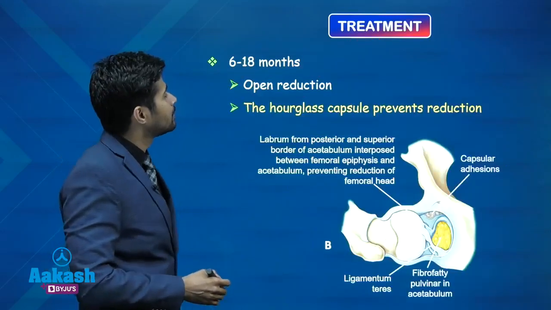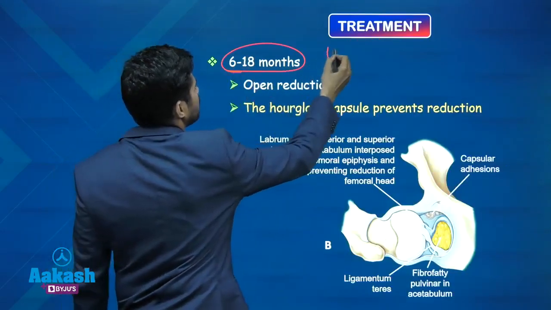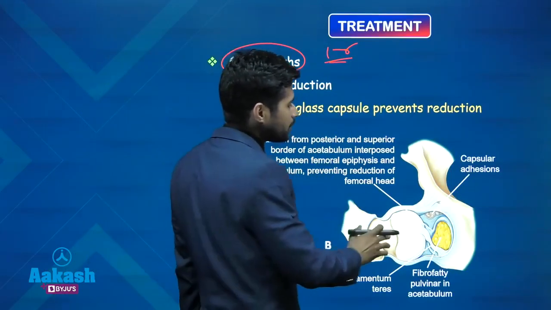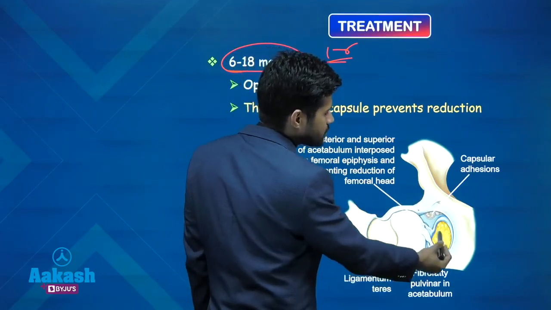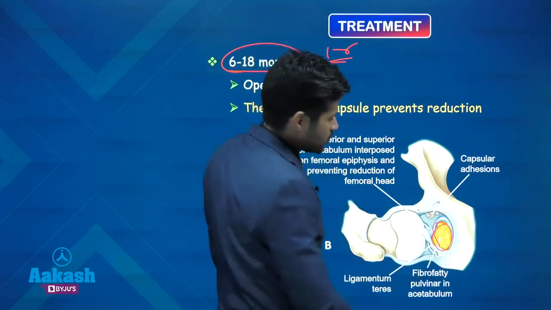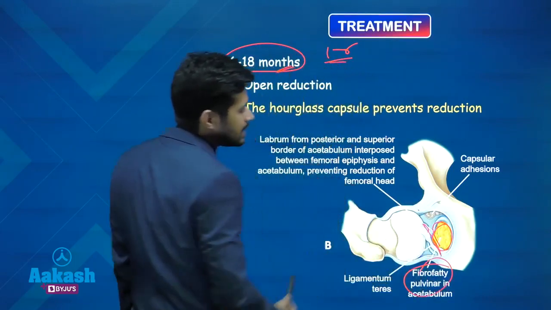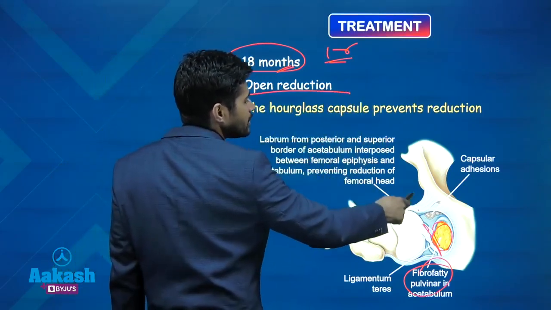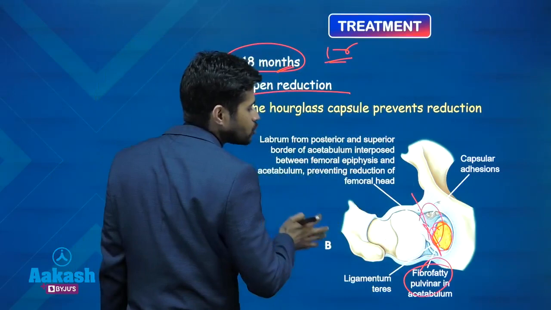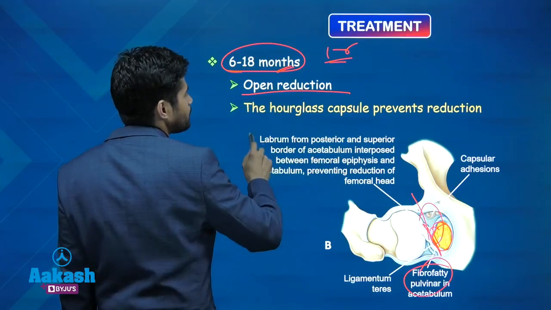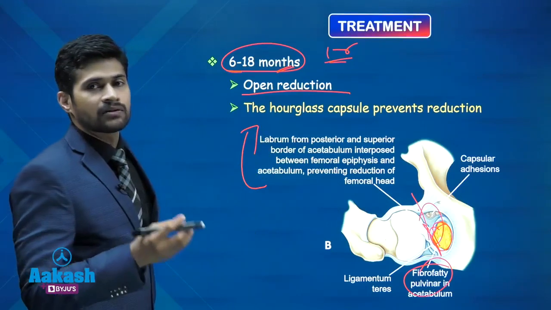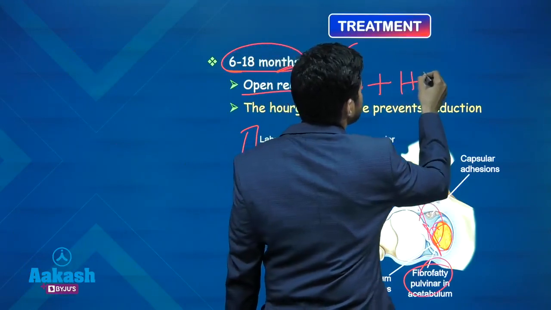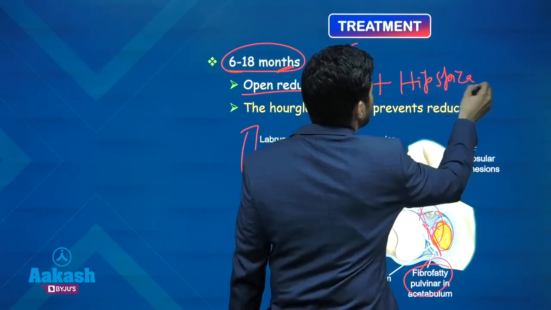Okay. In 6 to 18 months, we have read about 1 to 6 months. In 6 to 18 months, closed reduction is usually not possible because of the thickened labrum and contracted capsule, hourglass contracture, excessive fat or fibrofatty pulvinar, and hypertrophied ligamentum teres. Closed reduction is usually not possible. So we have to go for open reduction. We go for a surgery, we cut the capsule, we cut all the hypertrophied tissue, we reduce the hip, and then we apply the Pavlik harness or preferably a cast, a hip spica: open reduction plus hip spica. That will contain the femoral head.